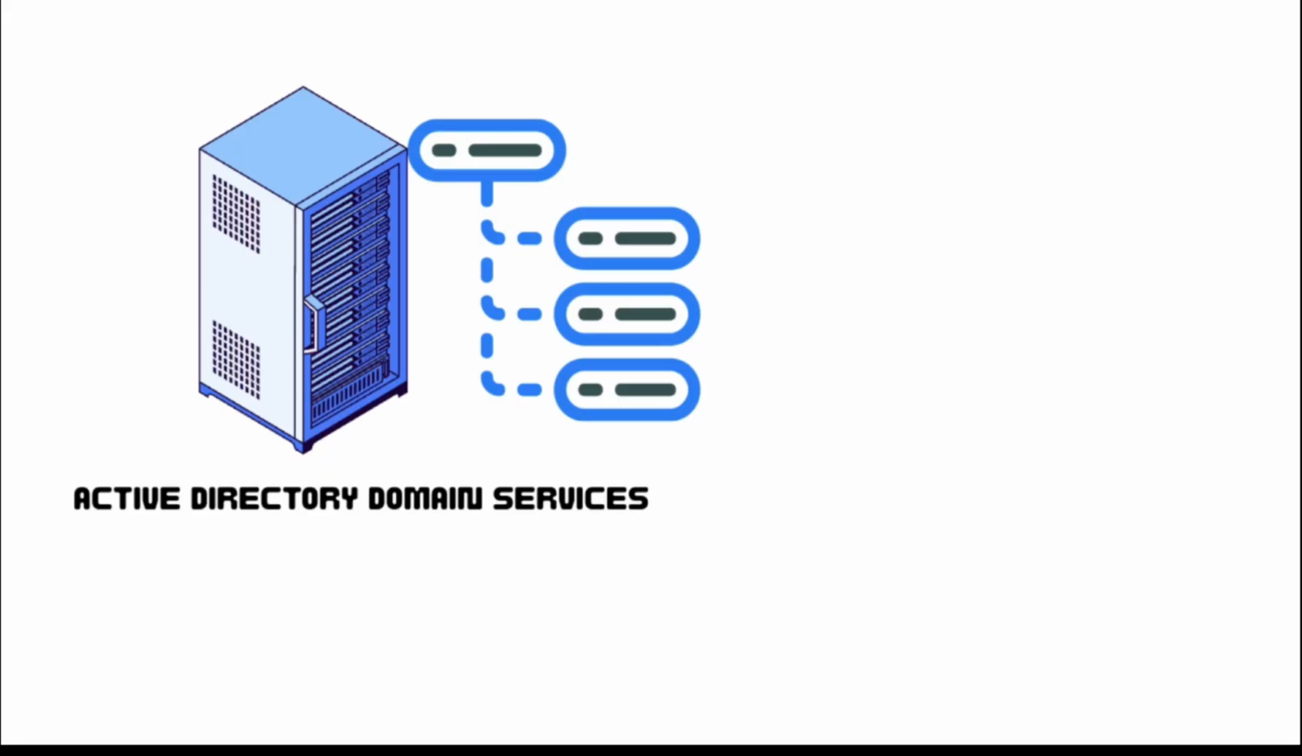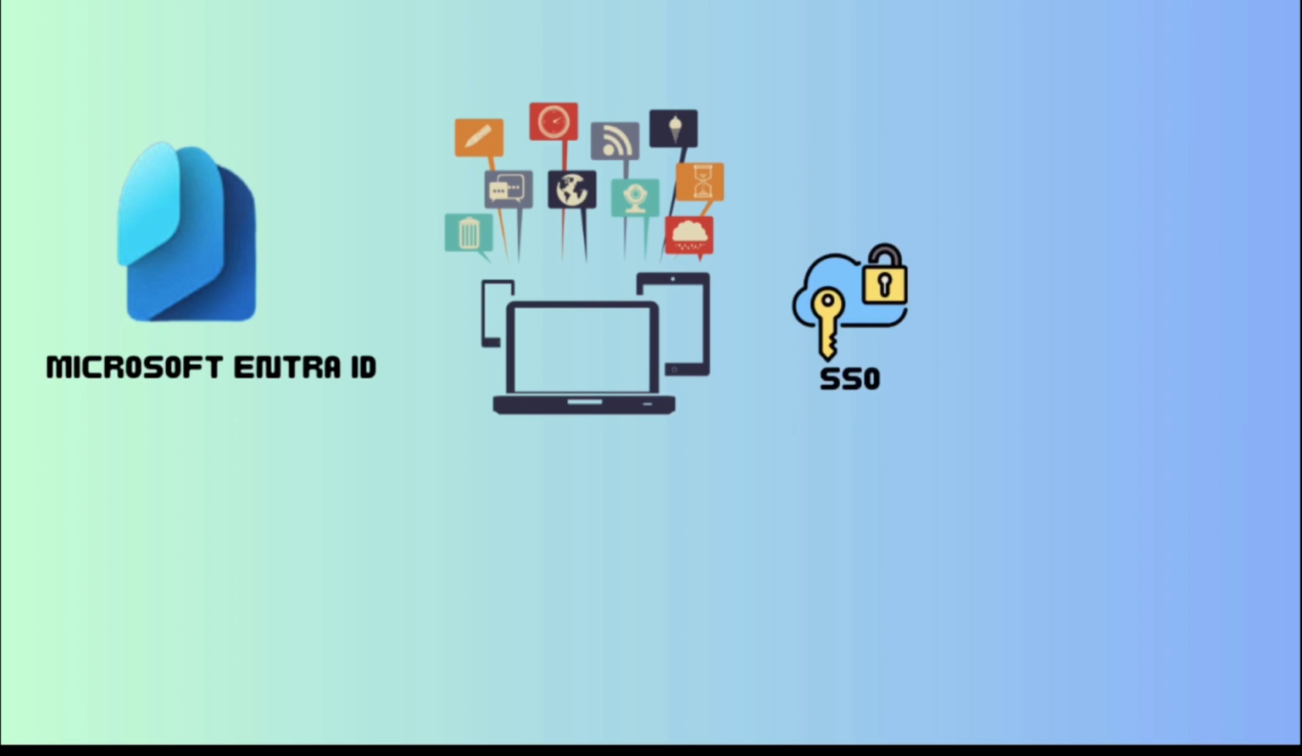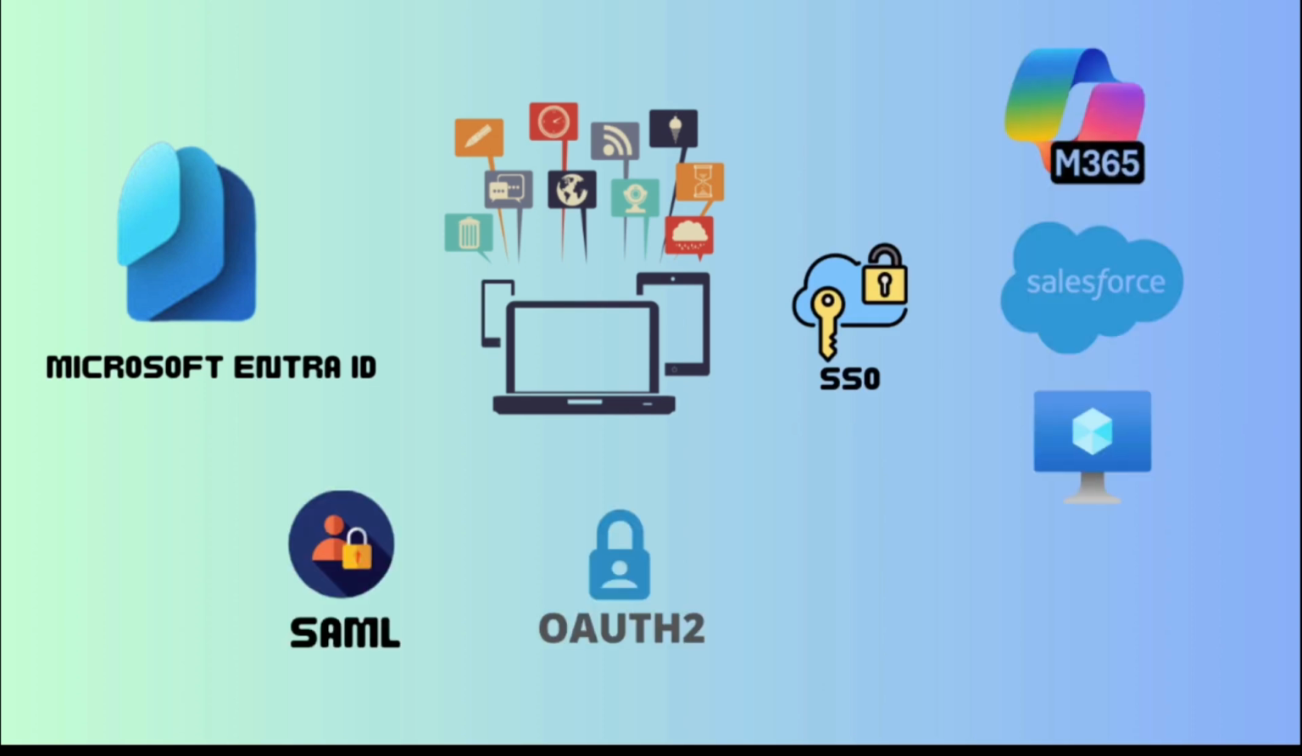Now let's talk about Active Directory Domain Services, ADDS. ADDS is your traditional on-prem identity system. Think of Kerberos, LDAP, group policies. It's perfect for tightly controlled enterprise environment. Microsoft Entra ID is built for cloud. It supports modern web protocols like SAML, OAuth 2, and OpenID Connect. This gives you a secure access from anywhere.